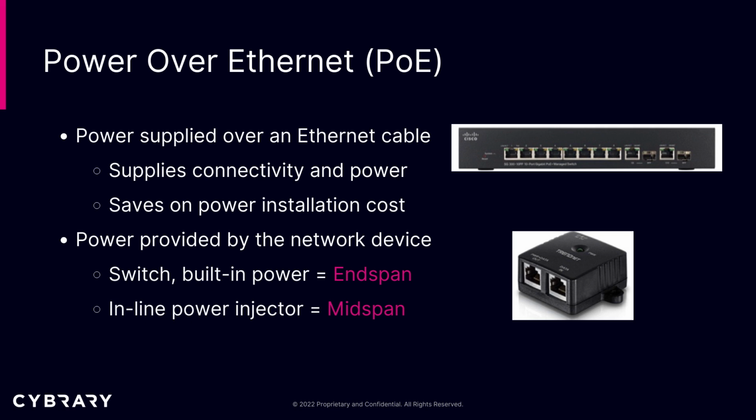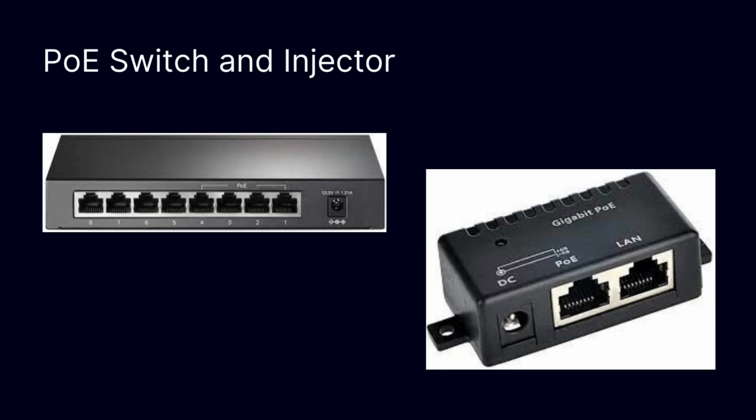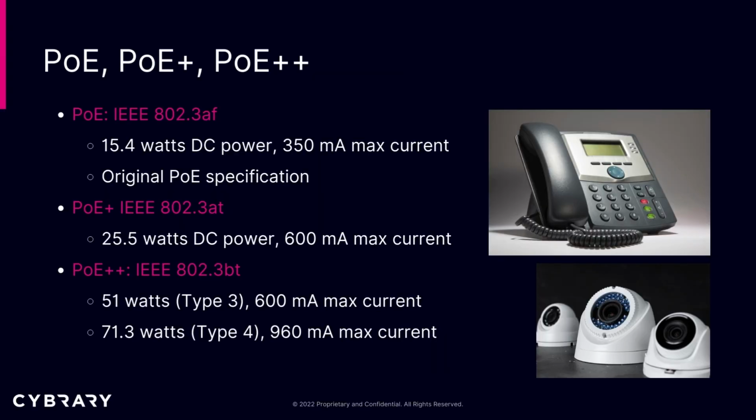The power is provided by the network device. It can be built into the switch, which we call an endspan, or it can be inline, like a power injector, which is called a midspan. If you look at a PoE switch, generally you'll see that the ports are marked, which ports are PoE and which ports are normal ports. Also, the injector has two ports on it. One is for the PoE, that's the port that sends out the power, and the other port is LAN, and that sends out the connection from that power injector back to the switch.